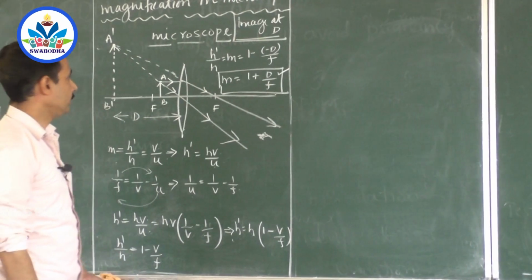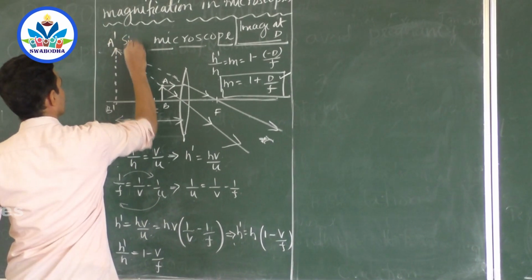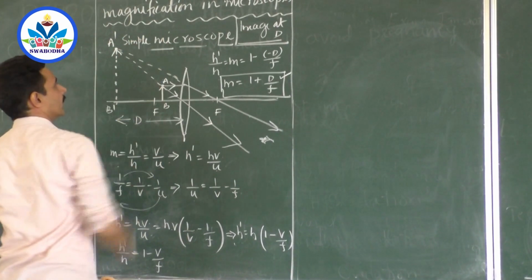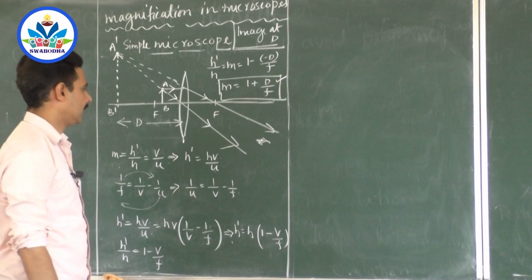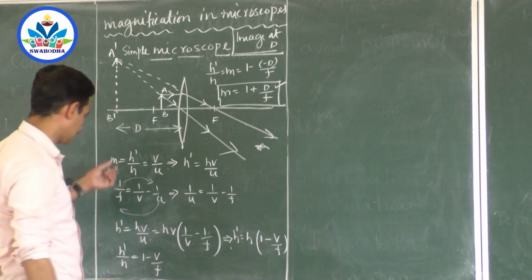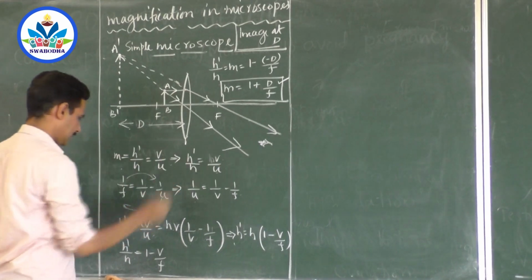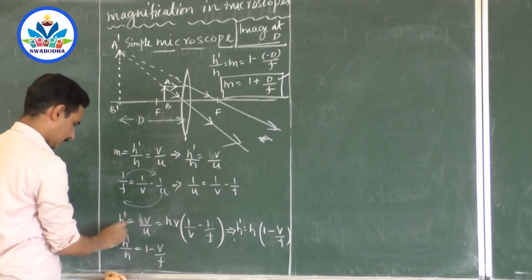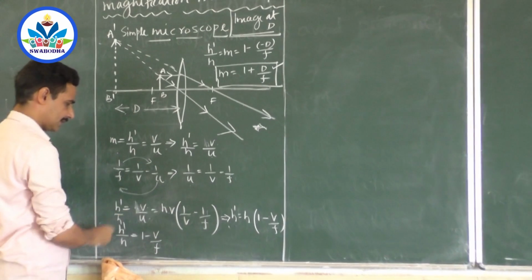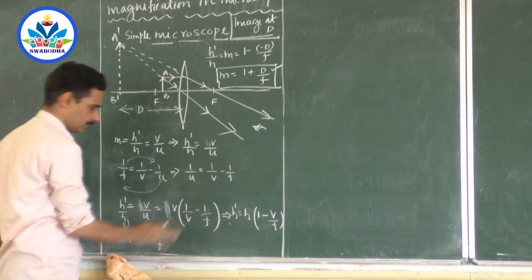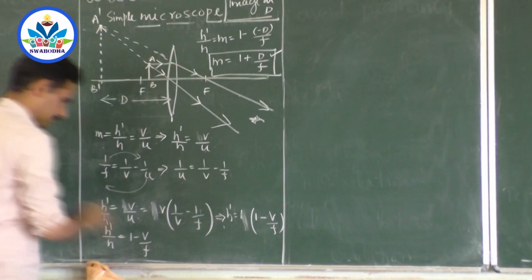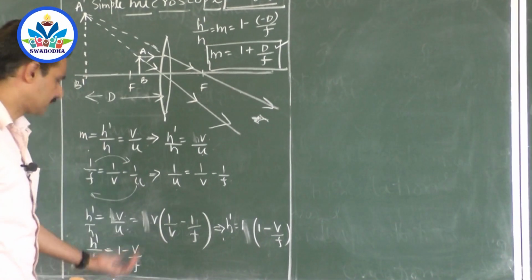Magnification of a simple microscope, right? When the image is at D, this is the formula. So you could have written H dash by H itself. You can write it that way only. You can bring this here only. You need not take H to that side. Then you can remove this H. So it becomes H dash by H equals 1 plus D by F.